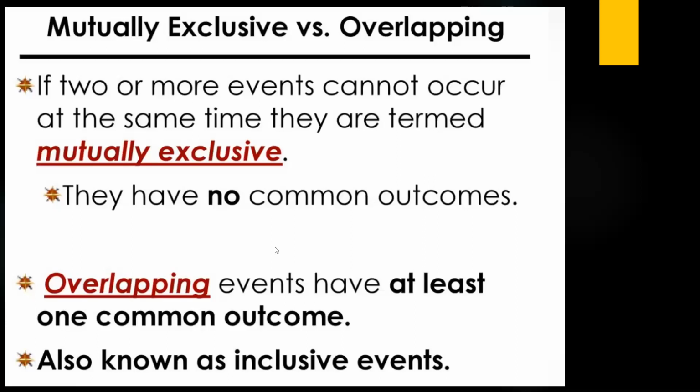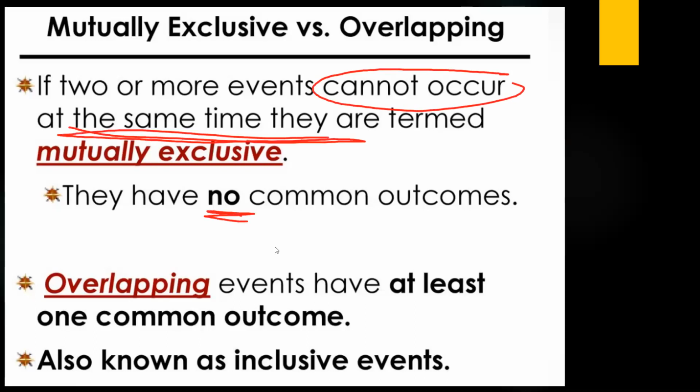So mutually exclusive means that the events cannot occur at the same time, and there's no common outcome. The overlapping can happen at the same time, and they have one outcome.